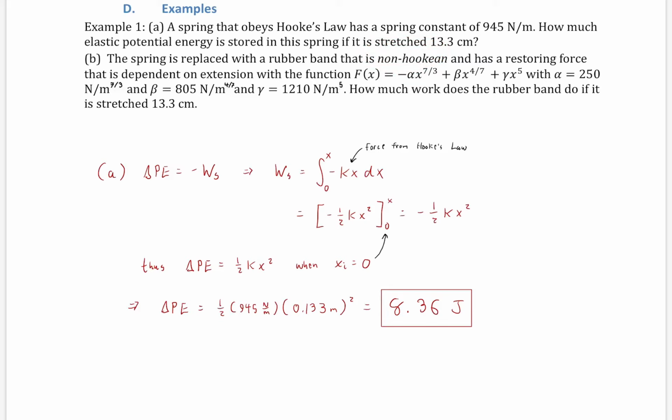We can't just plug kx into the integral, or negative kx for that matter. It has a restoring force that is dependent on extension with this function. It's still a polynomial, but we have a lot of roots that are fractions, so they represent some more complex fitting function. Maybe this is based on some empirical data. Maybe someone did some observations and then used a best fit, and this was the function they came up with.